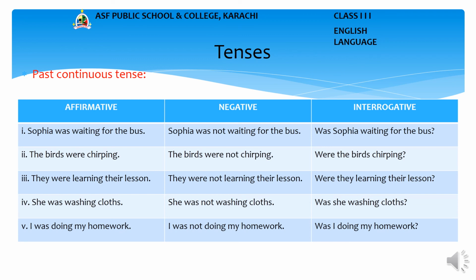Now look at example number 5 for affirmative sentence. I was doing my homework. Negative sentence. I was not doing my homework. And interrogative sentence. Was I doing my homework?